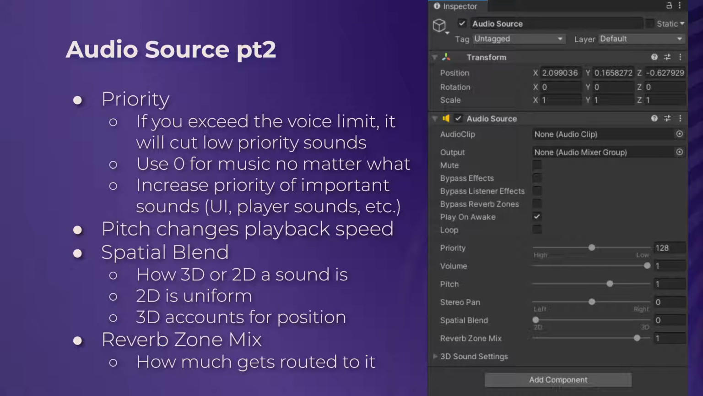So what I try to do, I use 0 priority, which is the highest priority possible, for music, no matter what. And then increase priority of important sounds, so like UI, player sounds, etc. And then do like footsteps, general juicy noises, that kind of stuff that could be in low priority, unless it's obviously integral to be heard.